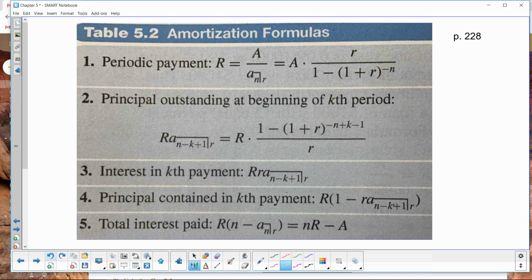This is an important table from your book. We're going to be using this today. On page 228, notice what it gives you. It gives you the formula we just had right here. But there's other things too.